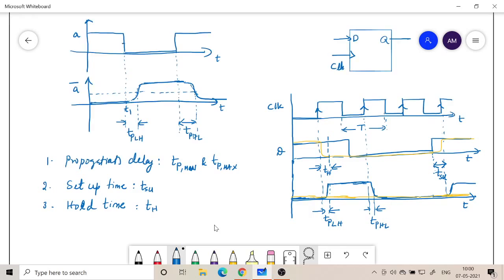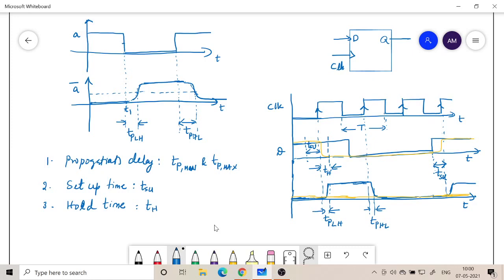Okay, so there should be a setup time here. This is the setup time. I have drawn it here, but you can draw it here also with respect to this transition. The input should be held high long before. So the clock should have a frequency which is lower than, or the time period could be larger than, the sum of these two. This is setup time and hold time.